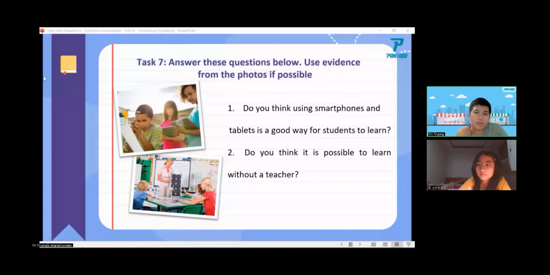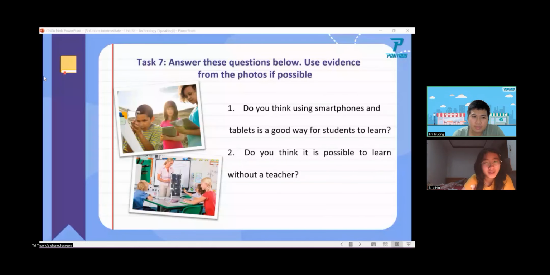Okay. I have one more tip for you. When the question is smartphone, tablet, good way, you can paraphrase them. You can say cell phones or phones. For good way, you can say it's a better way. That's how you paraphrase. You can also apply it to your writing. Okay, the second question. Do you think that it is possible to learn without a teacher?